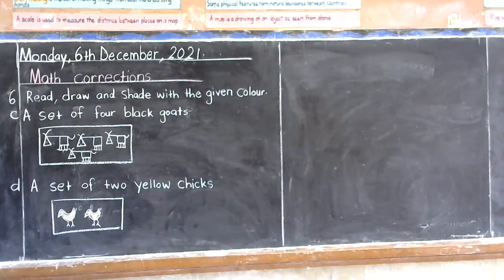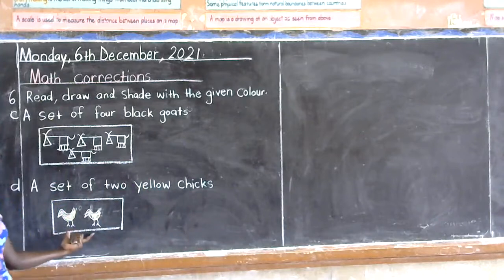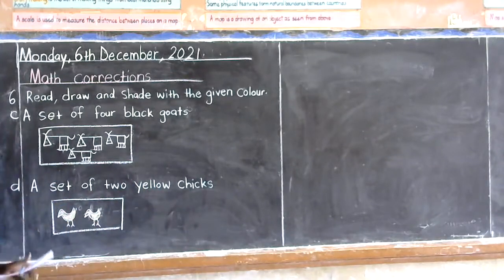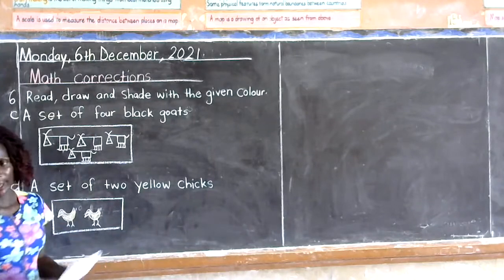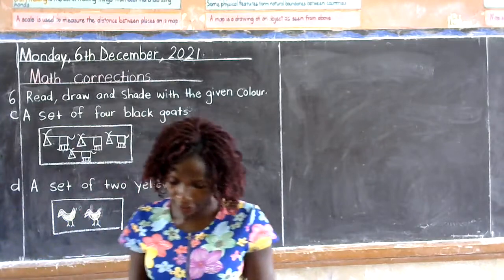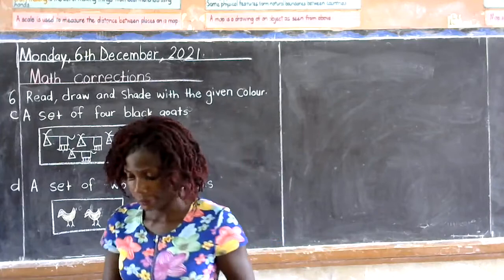Okay, friends? Yes. So, a set of 2 yellow chicks. These are my chicks. Okay? Good. I've shaded them with yellow color. That is good. Now, friends, go to the last one.